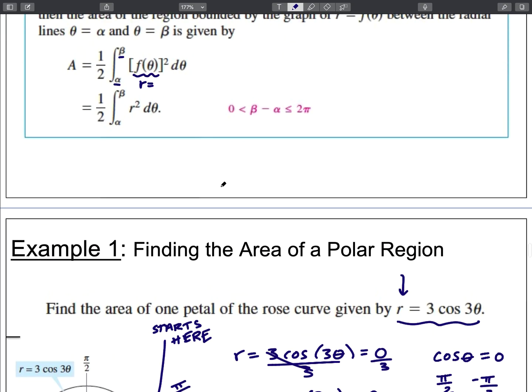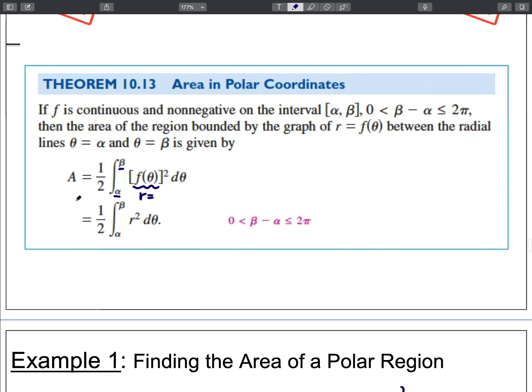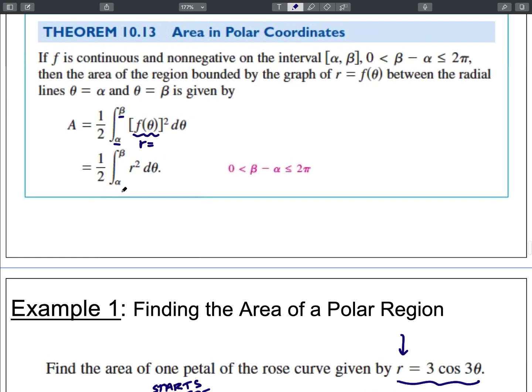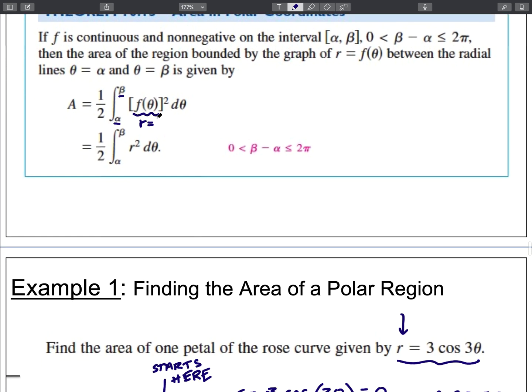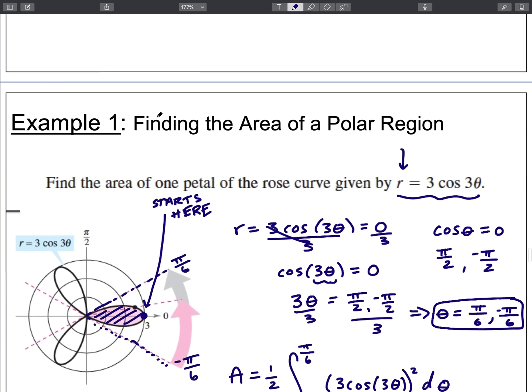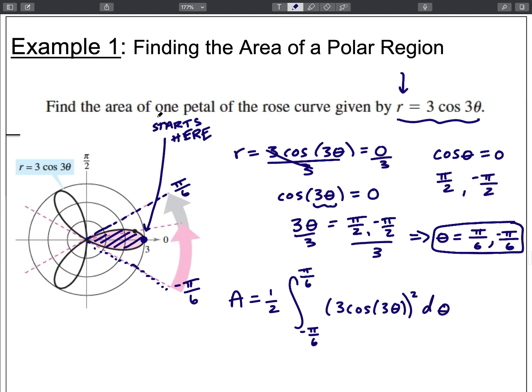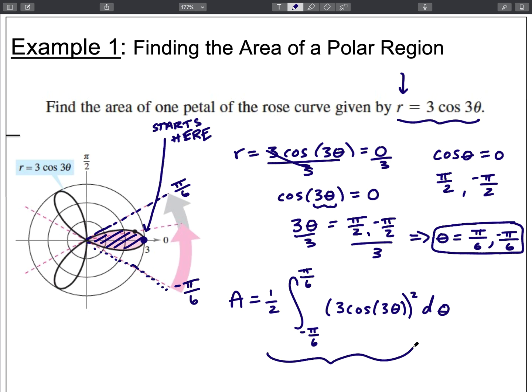I'm just using this equation that we have here, the 1/2. We found the bounds for our petal, and then we just had to have the function in terms of theta squared inside of there. So now we could actually take this into the calculator and find out what this area is by using the integral feature. If you do this, you can actually use the graphing calculator.